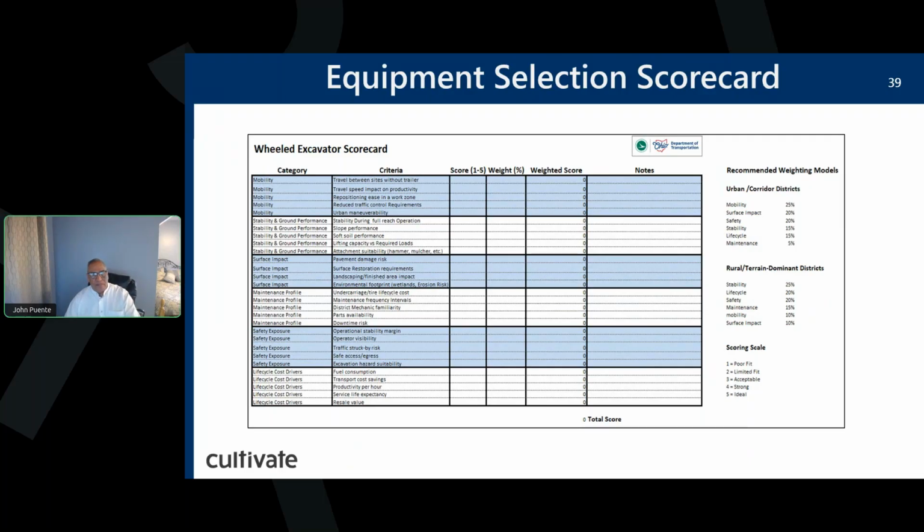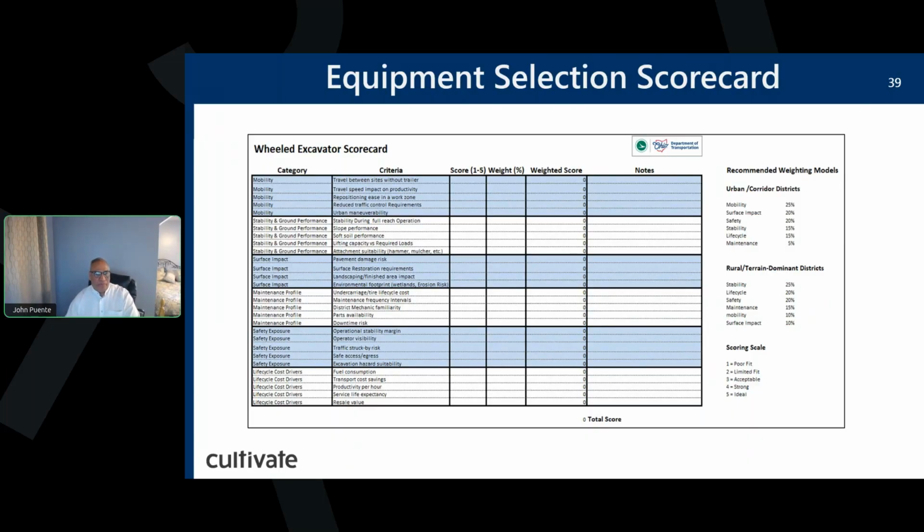So what it does is it allows the users to compare both wheeled and tracked excavators side by side by applying the weighted criteria among categories. On the left-hand side, you'll see the categories: mobility, stability and ground performance, surface impact damage, maintenance, safety, and life cycle costs. You can apply your own weights on what it means to you in your area, whether it's a county or a district purchase, or if you're doing it statewide, you're looking at that region.